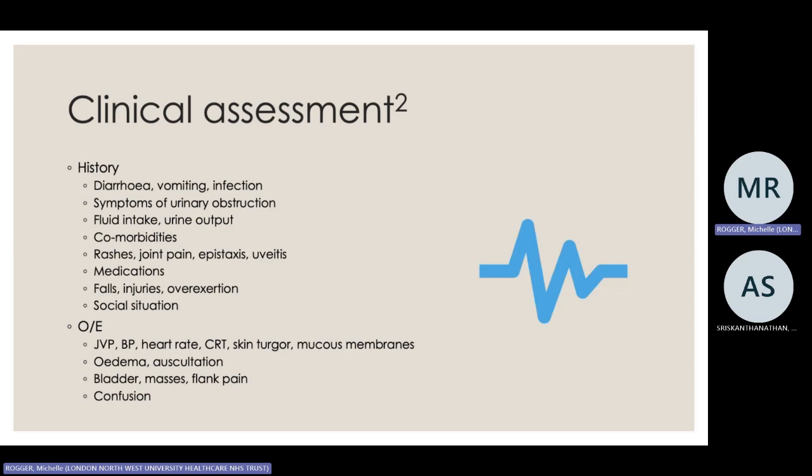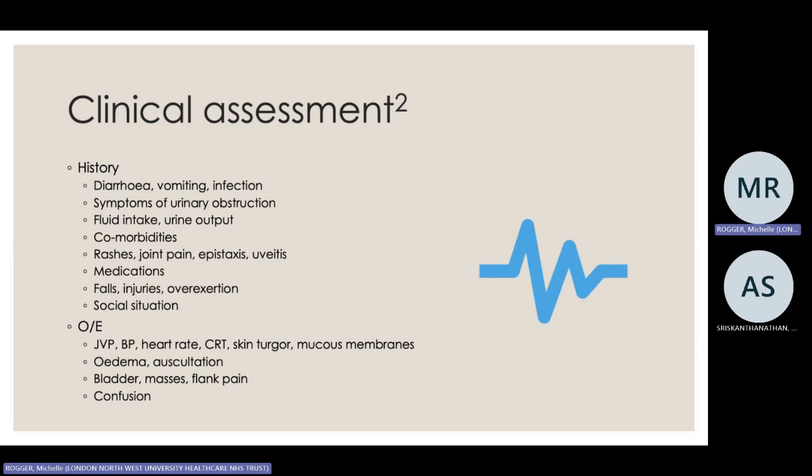Okay, and then on the examination, you'd look at the JVP, blood pressure, heart rate, capillary refill time, skin turgor, mucous membranes. That's all part of your fluid status assessment. You look at whether they've got any peripheral edema, are they overloaded? Can you hear any crackles in their chest, the signs of pulmonary edema? And then you can feel for the bladder. Can you feel a palpable bladder? Do they look like they're in retention?